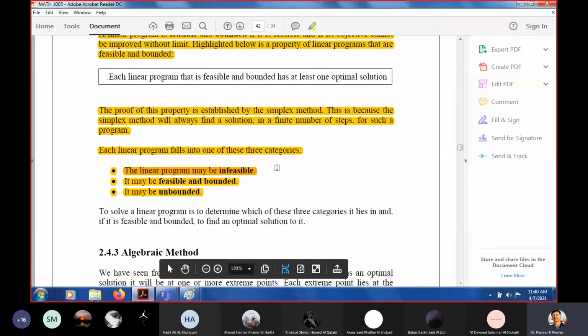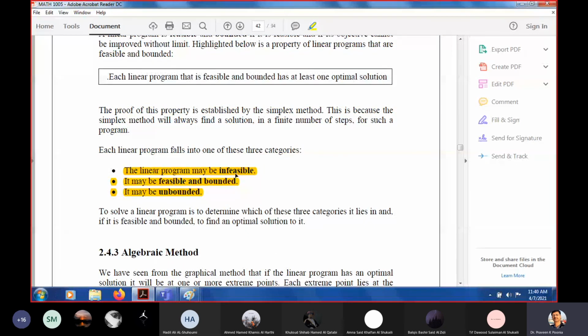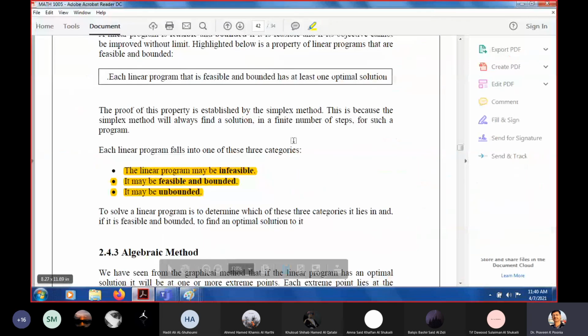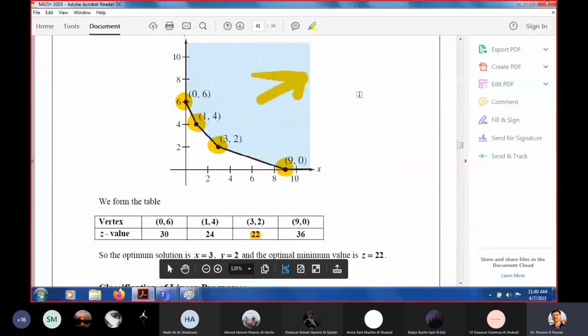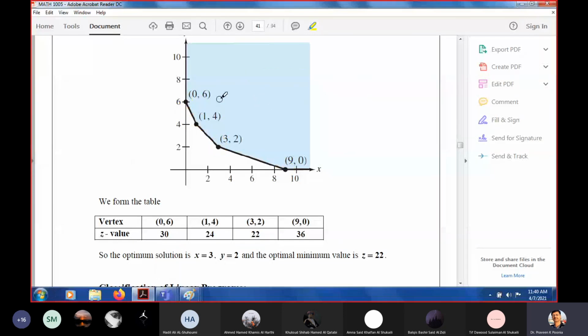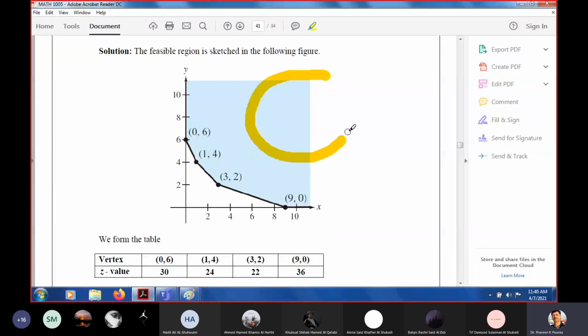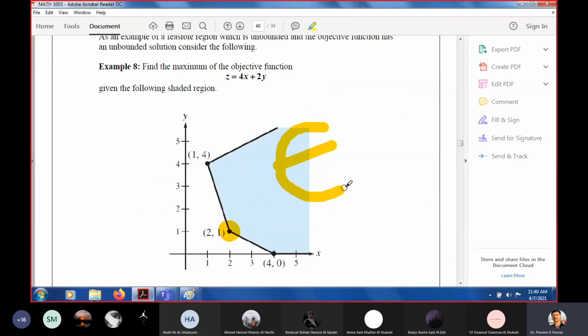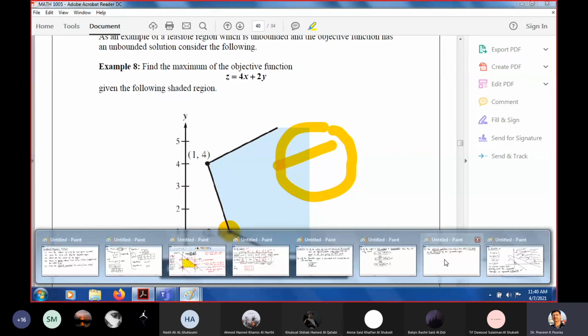This is infeasible. Clear? Another is feasible and bounded. This is feasible. You can find the feasible region, and it is bounded. This is the second type of possibility. And the third type of possibility is unbounded. Look, this is an unbounded solution, unbounded region. This is because it is open here, unbounded. Clear? So dear friends, there are three possibilities.